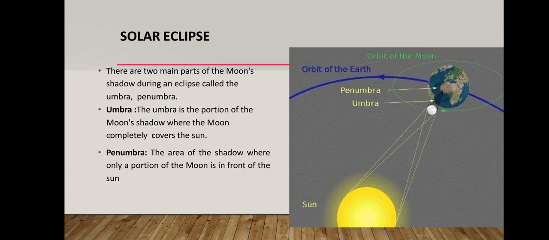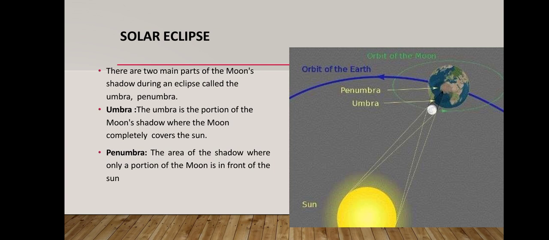Now in a solar eclipse, there are two main parts of the moon's shadow. Where the moon's shadow is more, it will be referred to as the darker part, and where the moon's shadow is less, it will be referred to as the lighter part. So let's see which is the lighter or darker part. So, umbra.